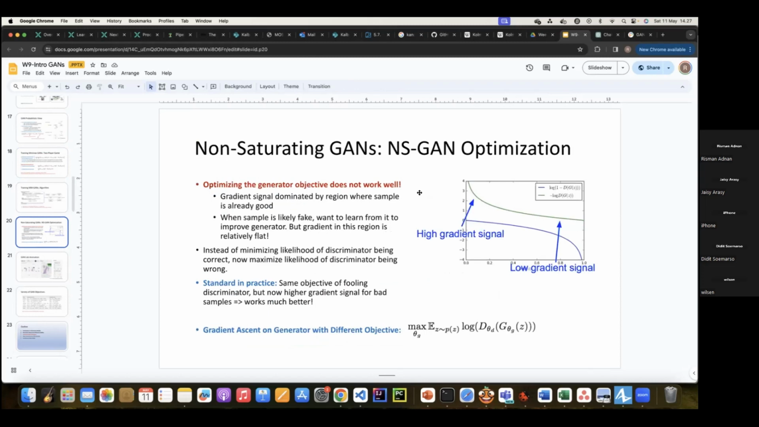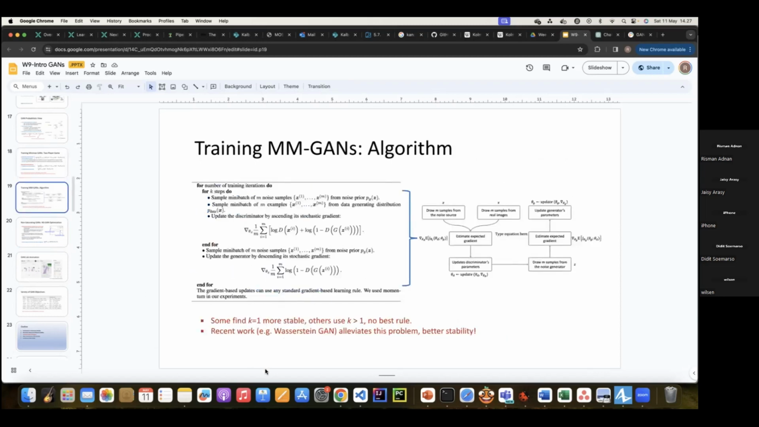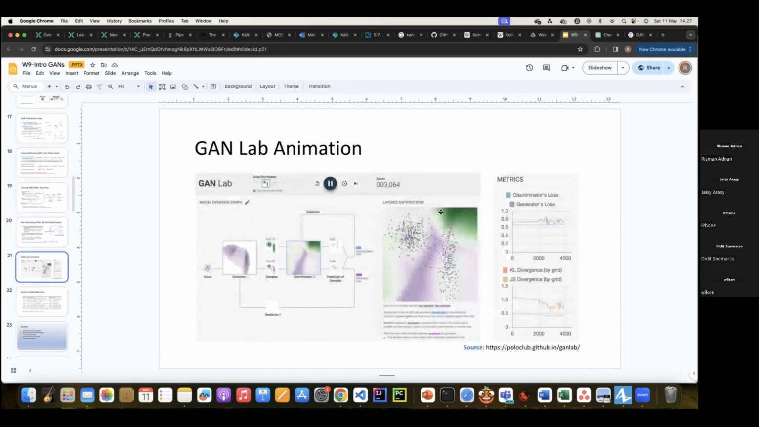NSGAN performs two times gradient ascent on both generator and discriminator. But it's more stable compared to minimax GAN or MMGAN, okay? So the whole idea of those initial models of GAN is described here in GAN Lab. We will learn about this later.